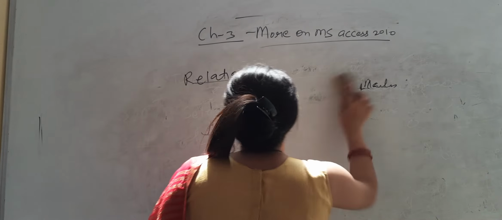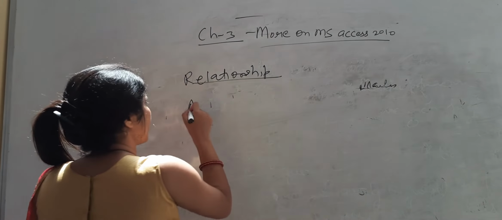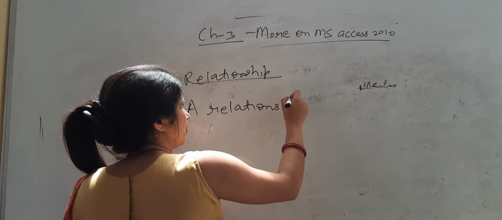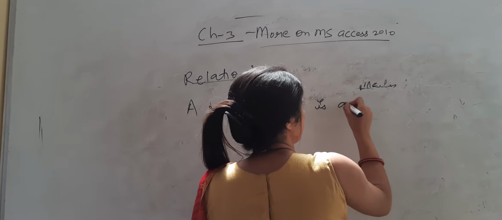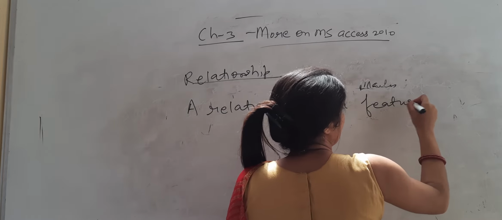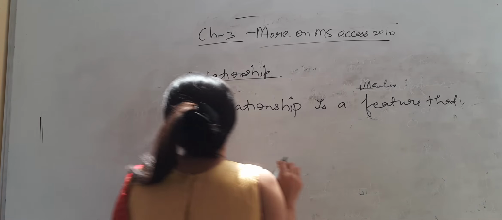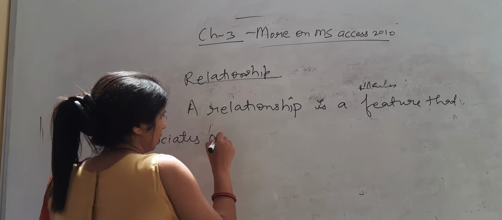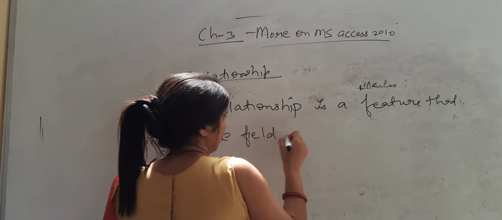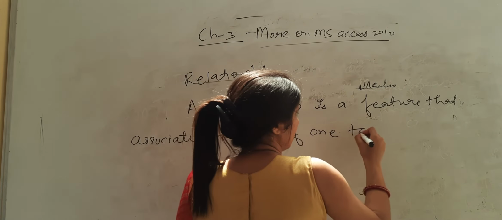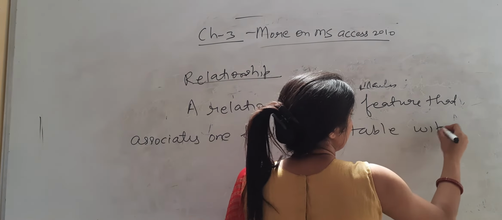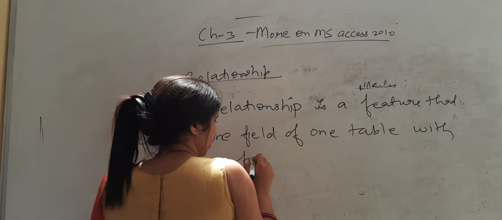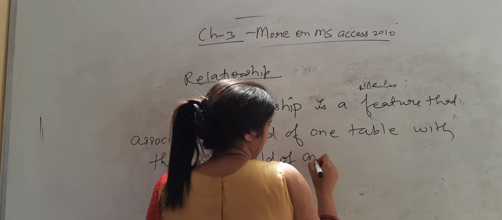I am writing the definition of it. A relationship is a feature that associates one field of one table with the same field of another table.